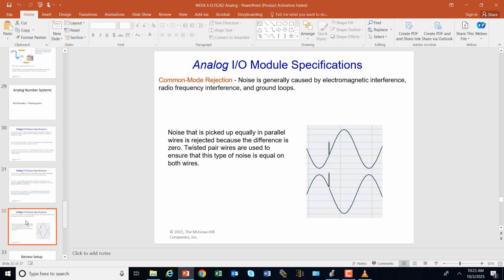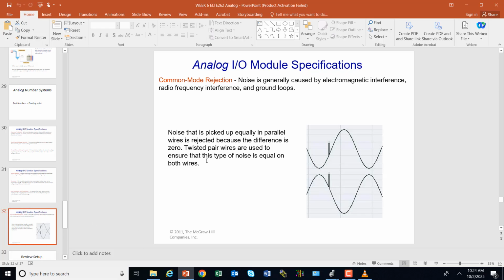Common mode rejection. Noise is generally caused by electromagnetic interference, and like I said, on a digital input and output, who cares? It's probably not that big a deal. It's going to be on or off.